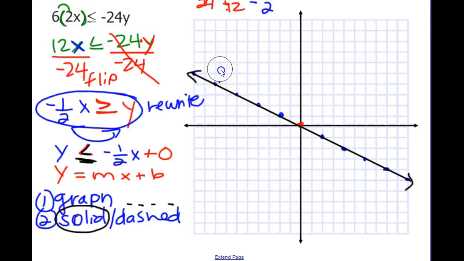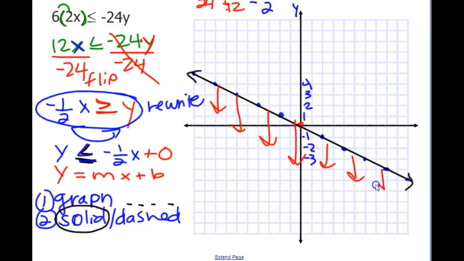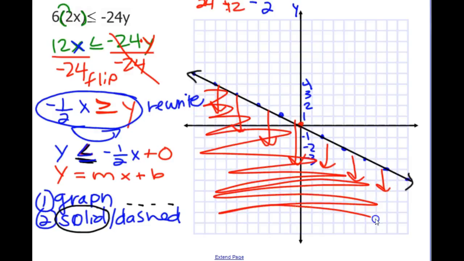So let's take a look now at which way we're going to shade, above or below the line. You can look just at the symbol. Less than would be below on the y-axis because y is less than. Greater than would be above. Less than would be below the line, or shading down underneath this whole line. I like to put arrows there to show which direction I'm shading. So I'm going to shade this whole half of the graph.